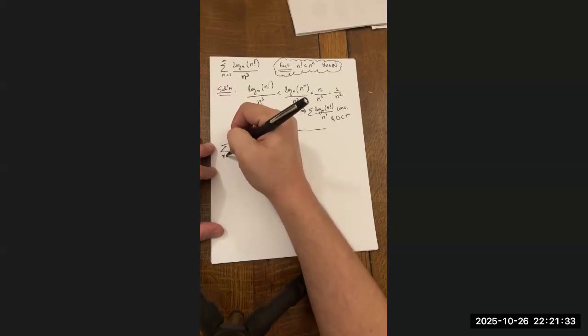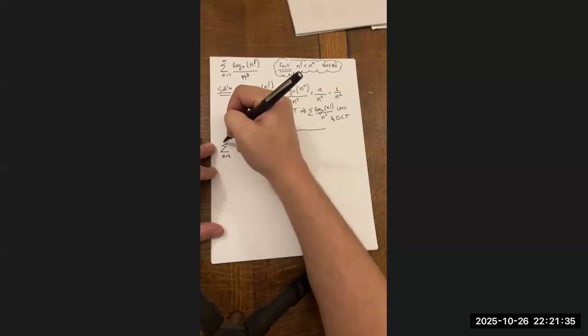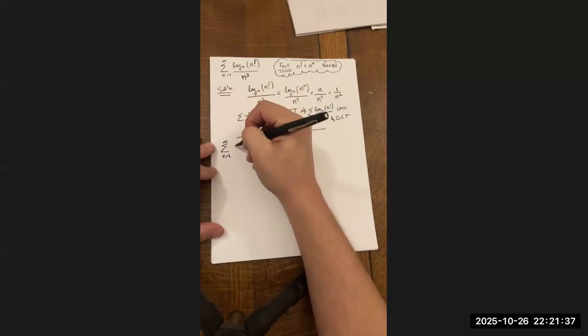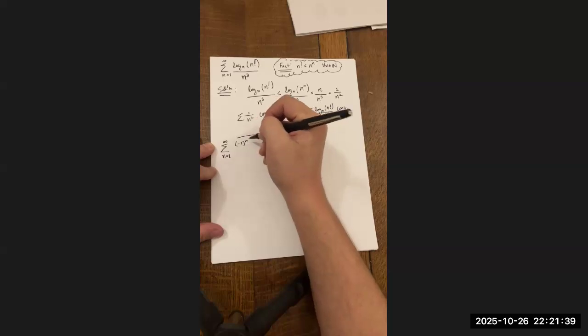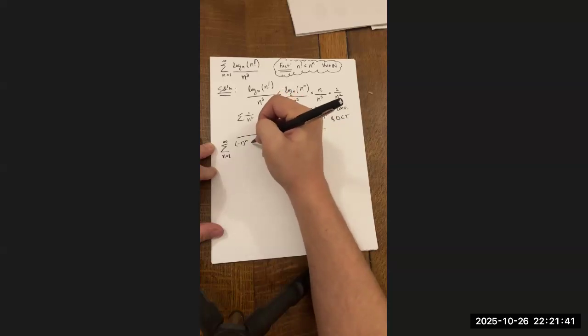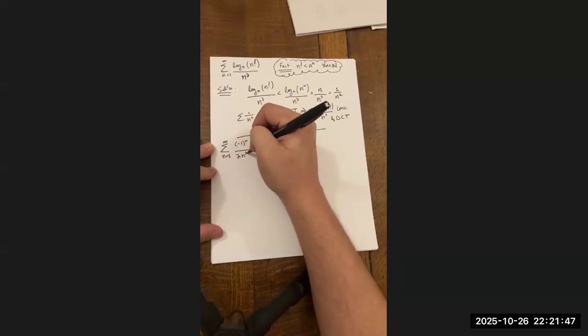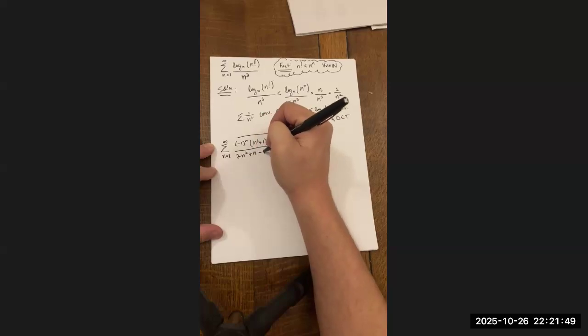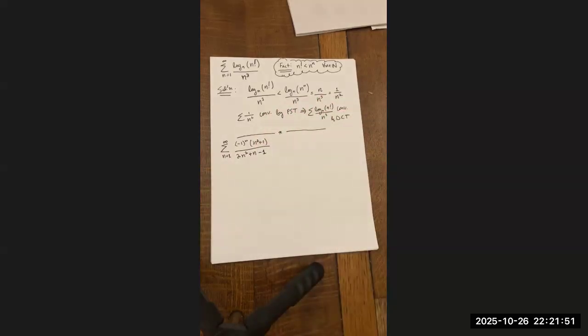So here we're looking at the series n equals 1 to infinity, -1 to the n times n squared plus 1, all divided by 2n squared plus n minus 1.